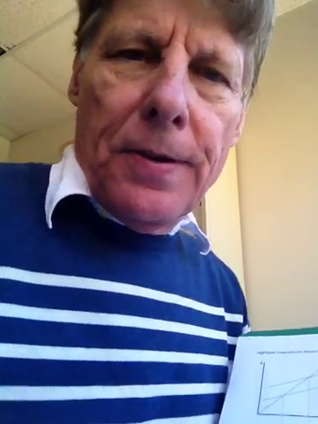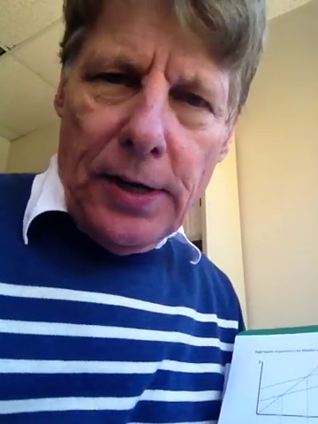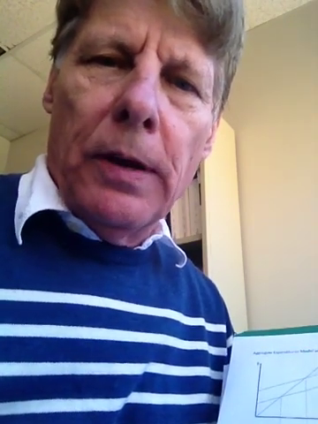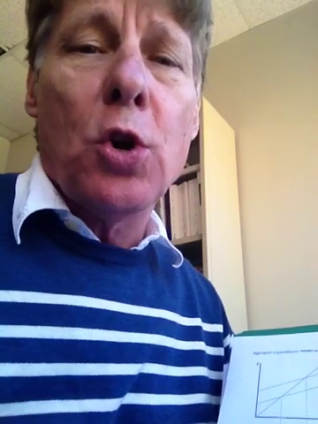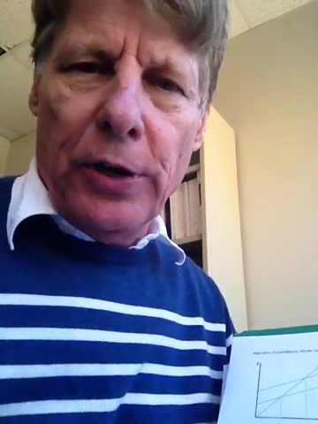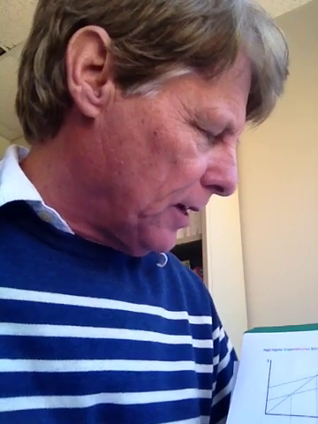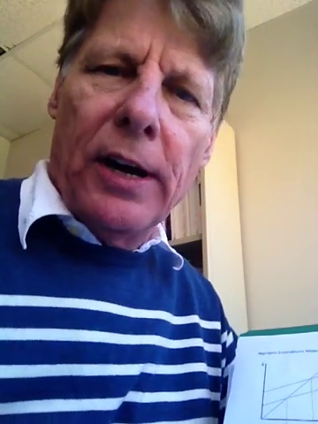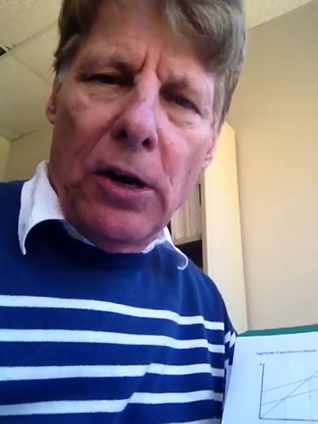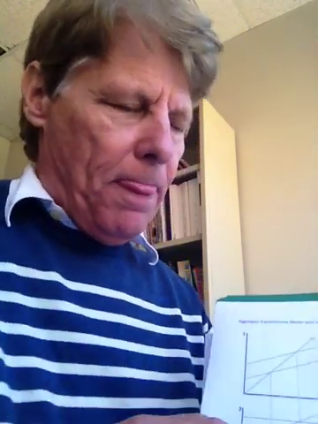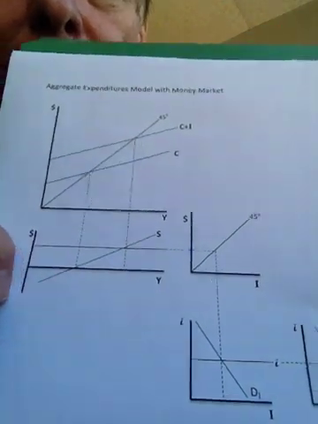This is the first of a couple of videos that is intended to help you with the information that you'll need to know for Quiz 6. It's kind of a summary. This particular one is on the aggregate expenditures model with the money market. The next video will be on aggregate supply and aggregate demand. Okay, let's take a look at this.